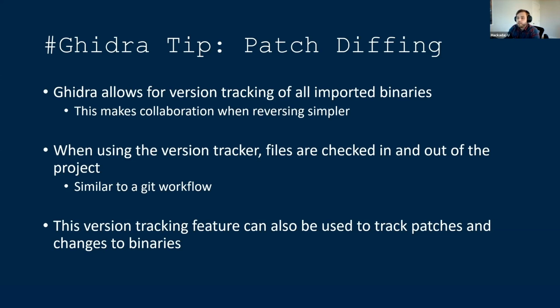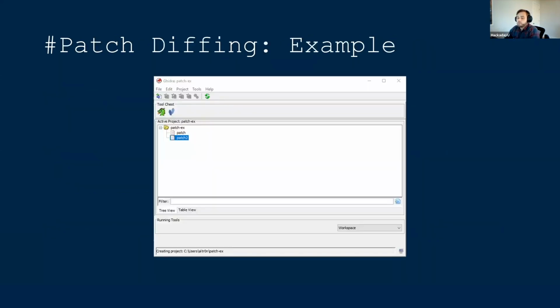And using that same functionality, Ghidra has a patch diffing feature that lets you track differences between two different binaries that are fairly similar and run various analysis scripts on top of that. And so the version tracking feature you can use to kind of track maybe minor changes to a binary and things like that. And so we're going to show how to set that up with a simple example here. So we have this project where we have two files, patch1 and patch2. And these files are slightly different, but again, we're working from just the compiled binaries that we have here.